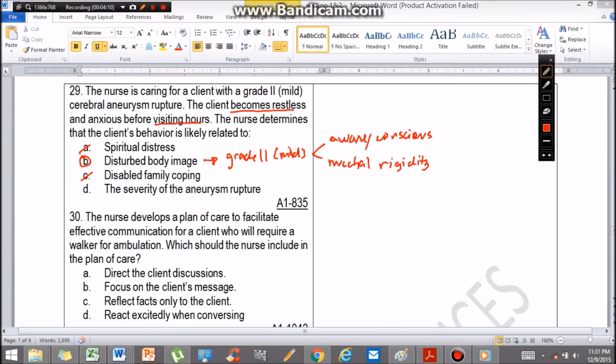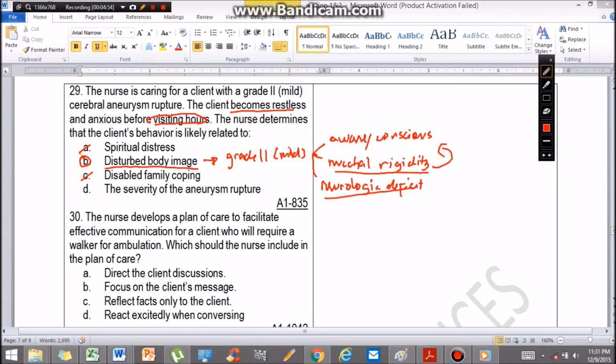So imagine the picture of a client who has nuchal rigidity and some neurologic deficit depending on the site of the rupture. If a client having a neurologic deficit with nuchal rigidity is aware of this, the client is aware that she has this situation, the client will develop disturbed body image. And disturbed body image will start to manifest in anticipation of someone who will see or observe him or her, which is going to happen during visiting hours. Therefore, the best answer is B.